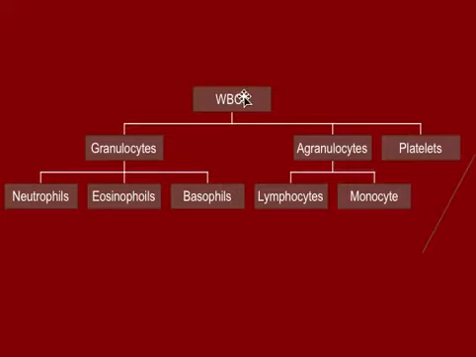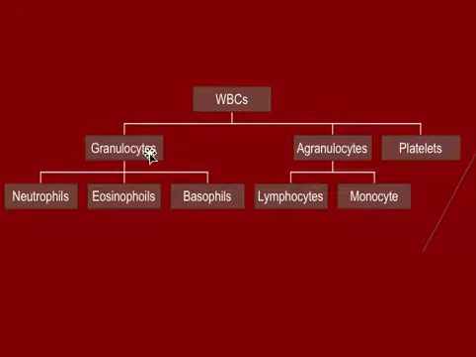Here are the white blood cells, WBCs, or leukocytes, which is their proper name. They're broken down into two main categories with one side category that we'll talk about. The two main categories are granulocytes and agranulocytes. This has to do with how they pick up stain, specifically the kind of stain, the Wright stain, that I talked about previously.